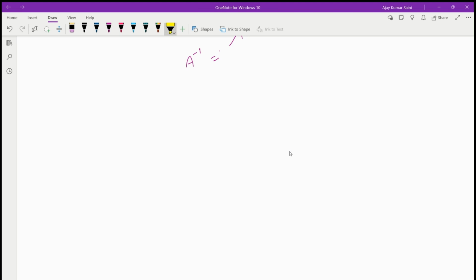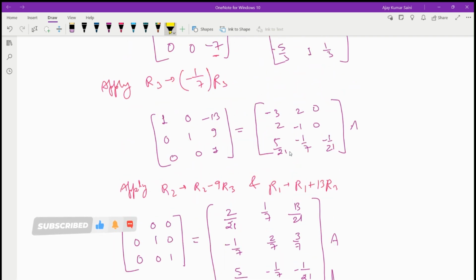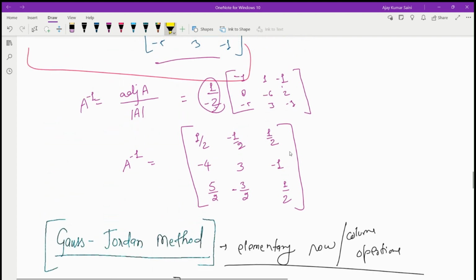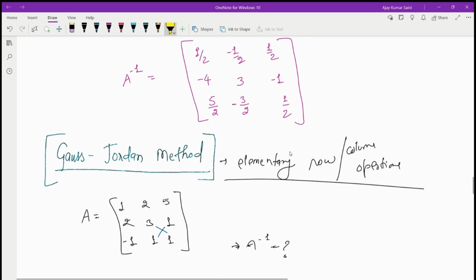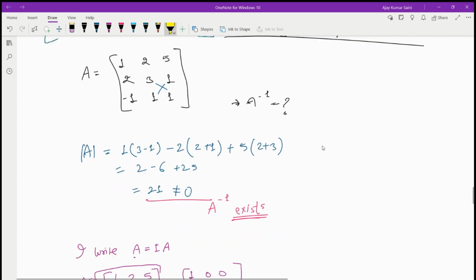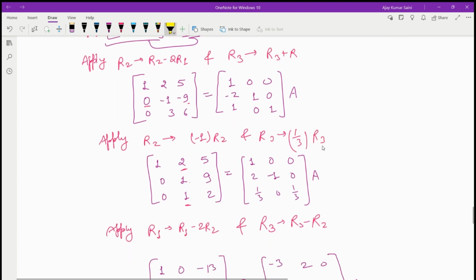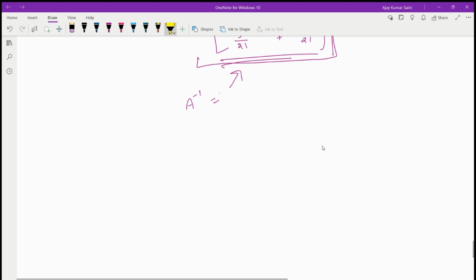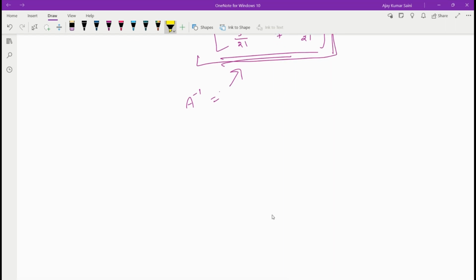Hello everyone. In the previous video I described the inverse of the matrix with the simple method and the Gauss-Jordan method, also known as elementary row and column operations. Our next topic is similar to this. In this one I will tell you how to find the rank of the matrix. This is also a very important topic, so please focus on it.